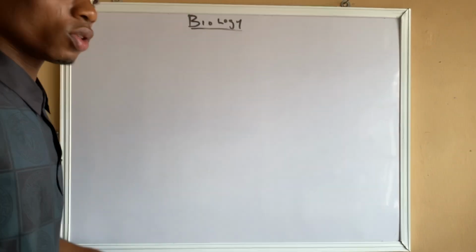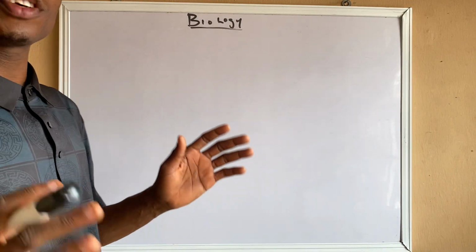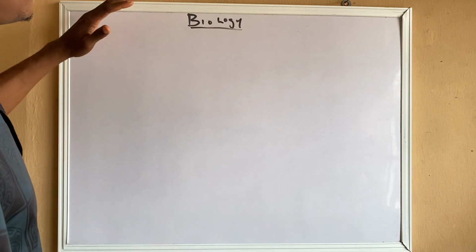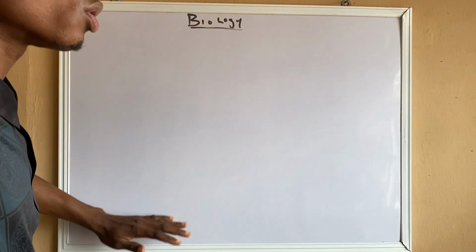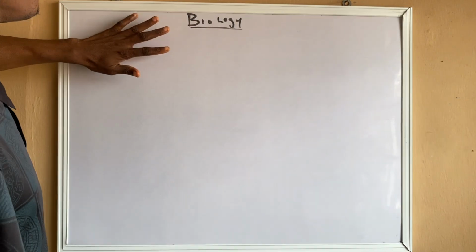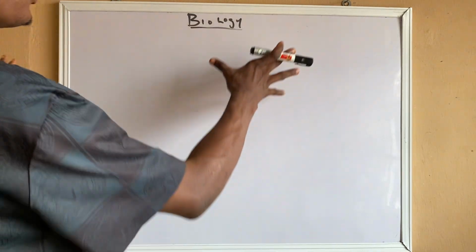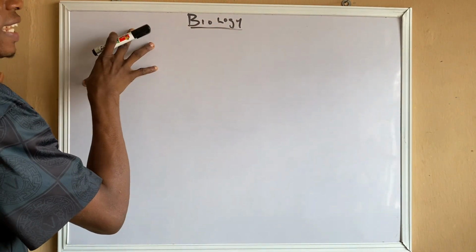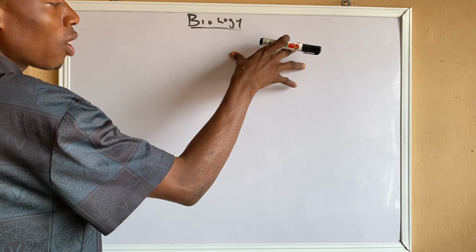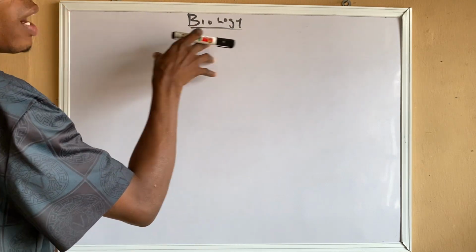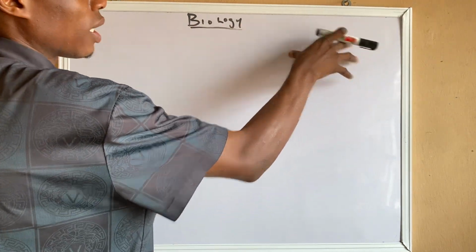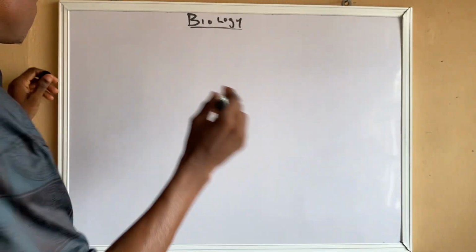So before we proceed, there are certain features that are common in the characteristics of living things, to both plants and animals. But these features are either limited in plants or in animals, or they are unlimited in plants or in animals. Let me explain what I'm trying to say.